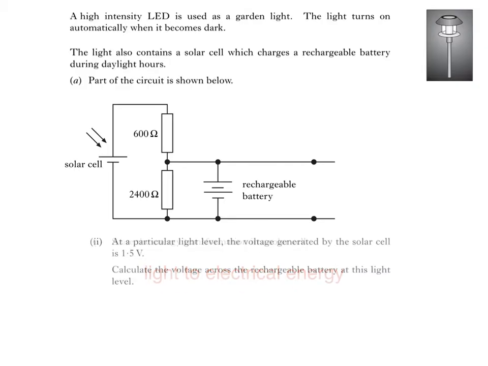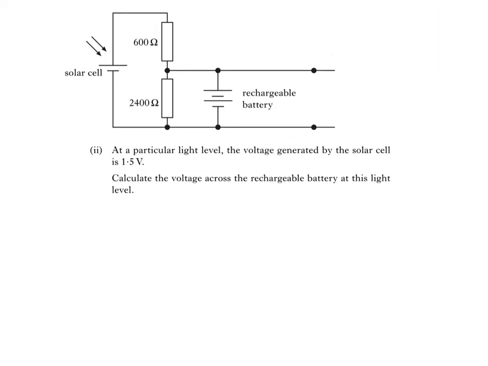Part 2 says, at a particular light level, the voltage generated by the solar cell is 1.5 volts. Calculate the voltage across the rechargeable battery at this light level. So, once I make more space, I'll show two ways to work out the answer.